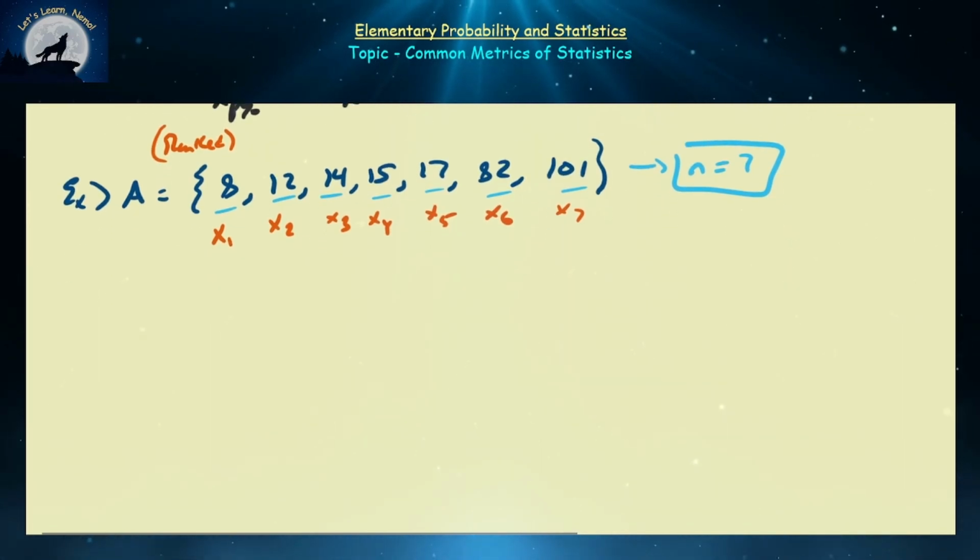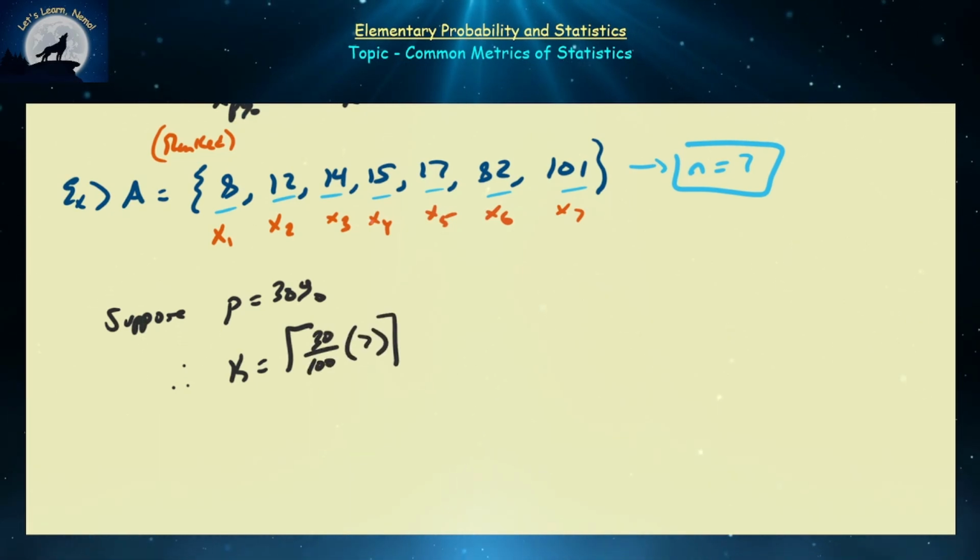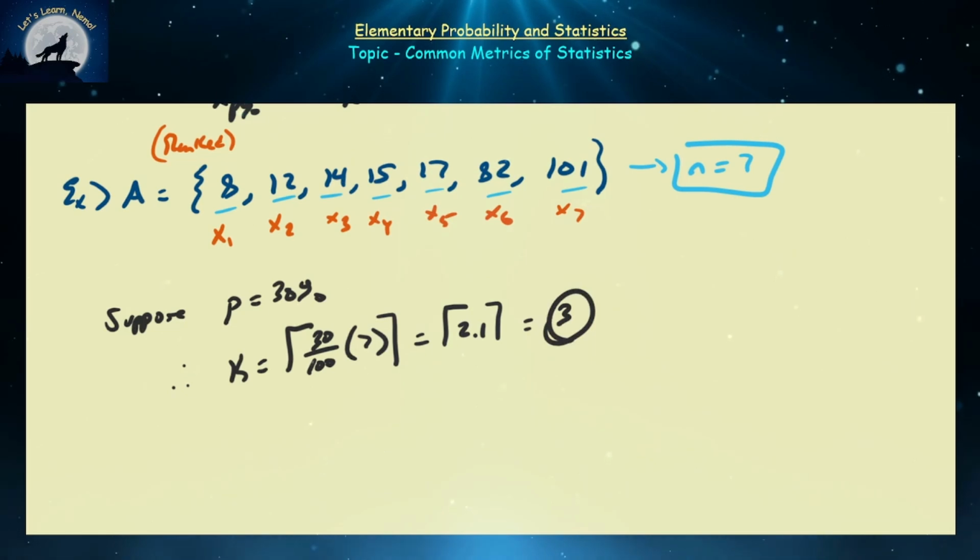So let's assume that you want the percentile associated to 30%, and let's assume we're going for lower percentiles here. Then using this formula, the index for the 30th percentile is going to be equal to the ceiling, or the rounded up version, of 30 divided by 100 times 7. When you do 30 over 100 times 7, you get 2.1, and then 2.1 rounded up is going to be equal to 3.